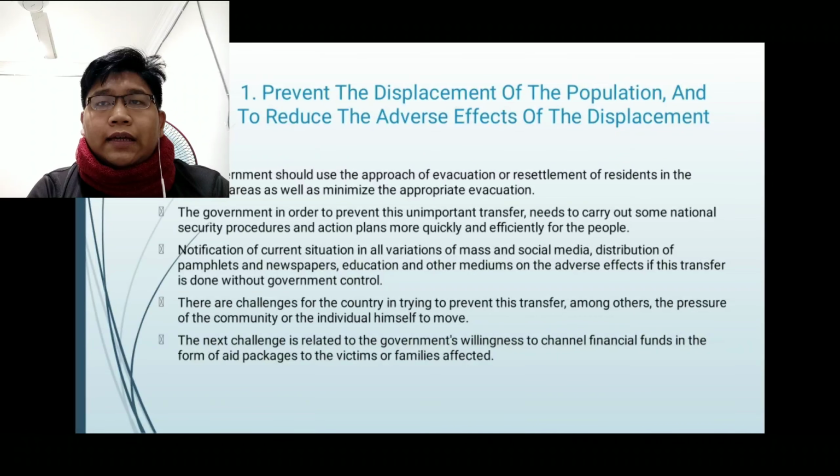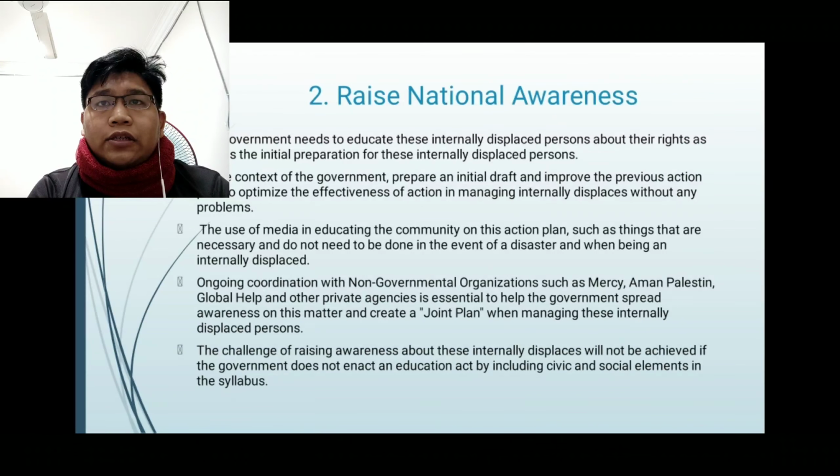We go to the second obligation, to raise national awareness. The government needs to educate these internally displaced persons about their rights as well as the initial preparation for them. In the context of the government, prepare an initial draft and improve the previous action plan to optimize the effectiveness of action in managing internally displaced persons without any problems.